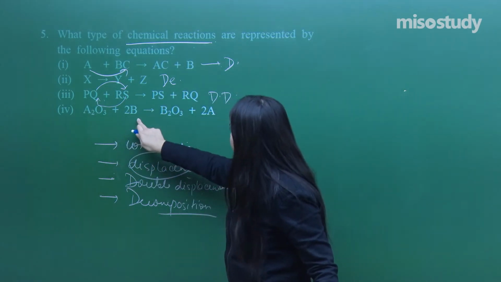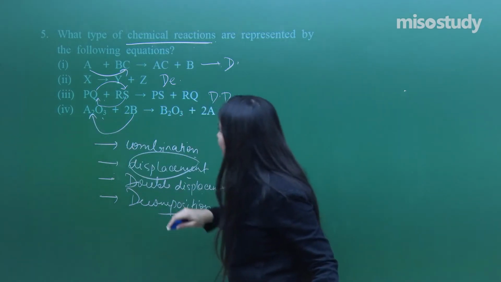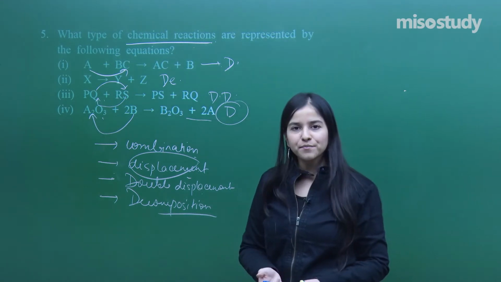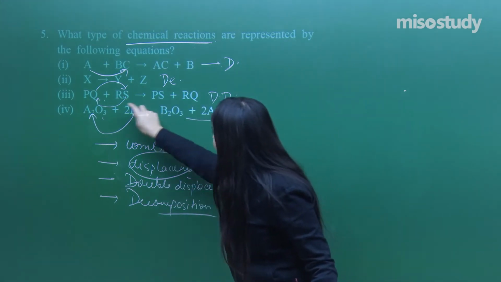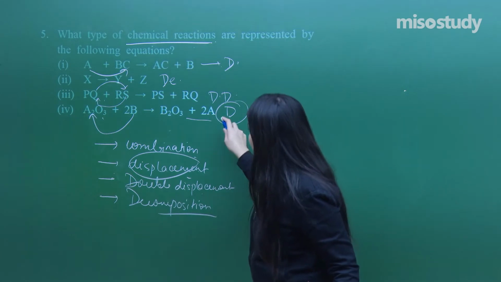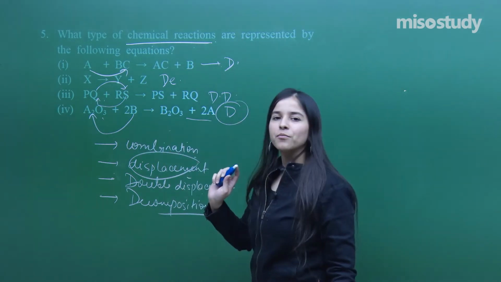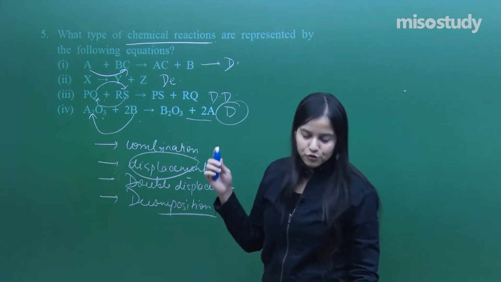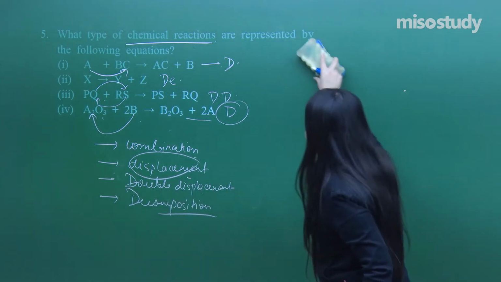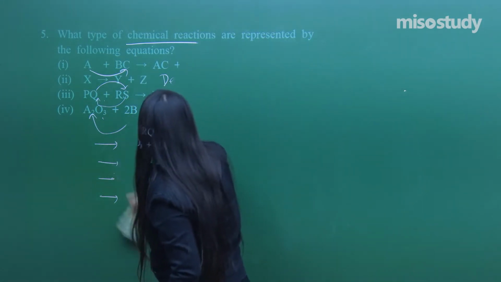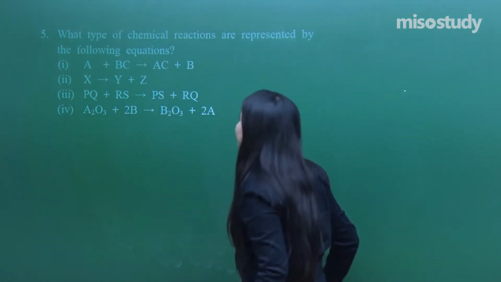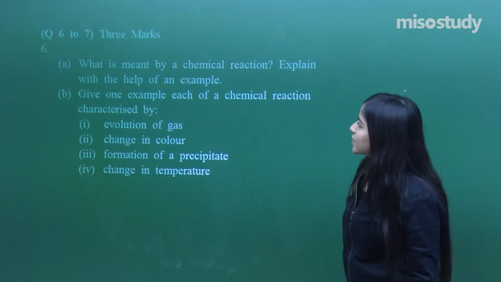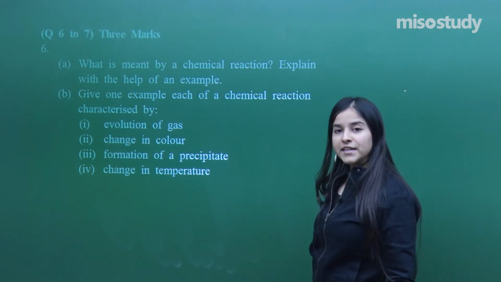A2O3 plus B. So B has replaced A, and that is what we have got. So it is also a displacement reaction, simple. The reaction seemed a bit complicated, but if you analyze it properly, it's very simple, just like the first option. So that is question number 5. It was pretty easy. You must have the knowledge of all the types of chemical reactions that we have studied till date. Now, questions number 6 to 7, we have moved on to 3-mark questions.